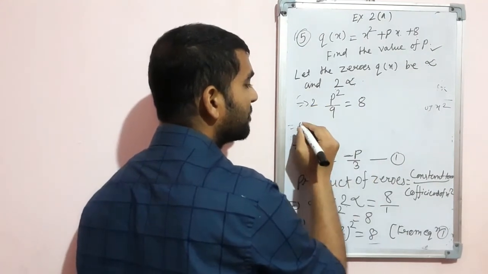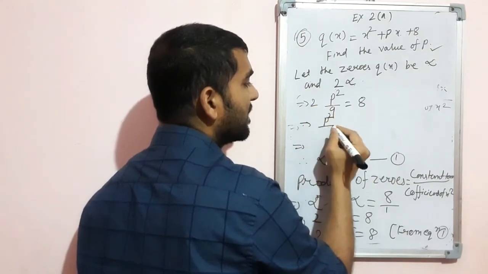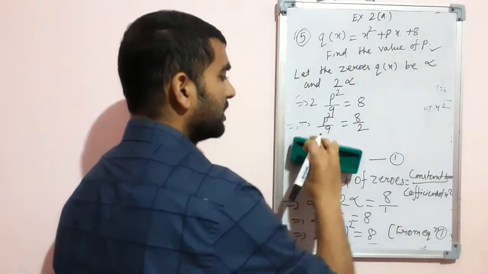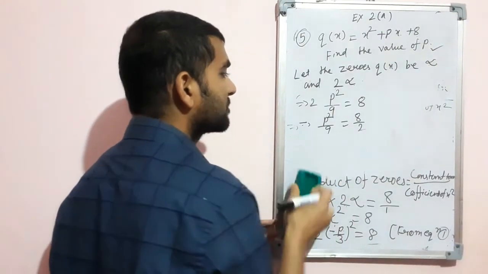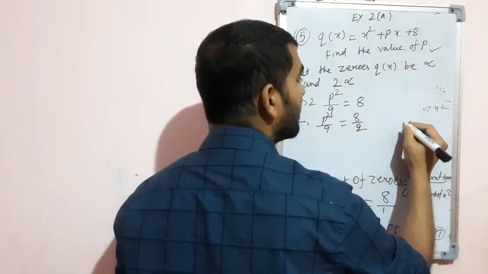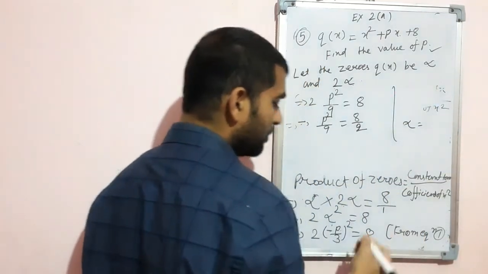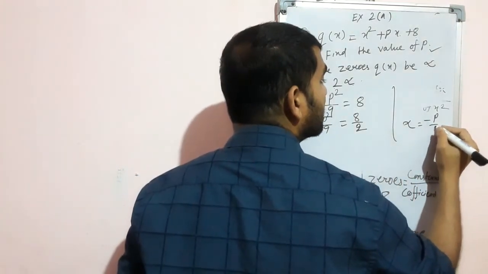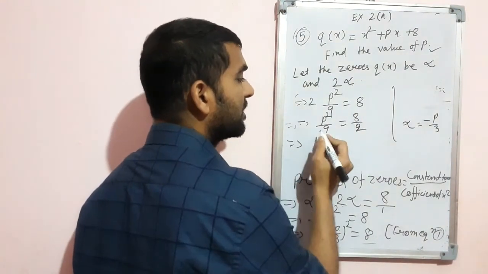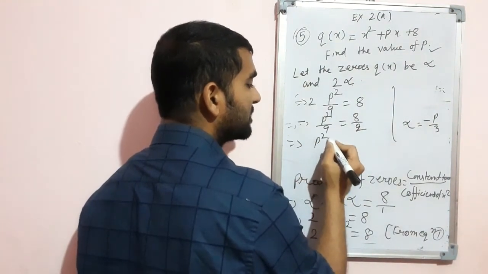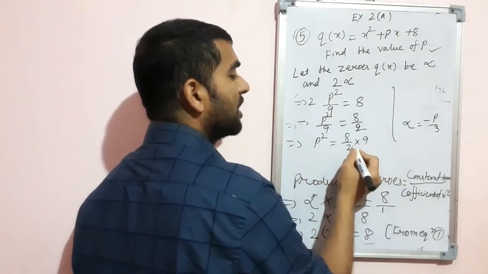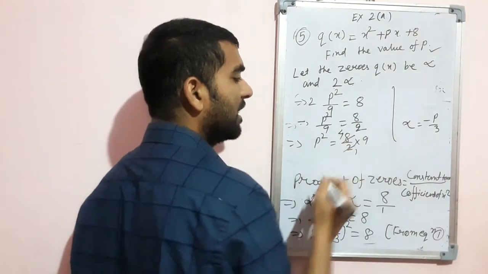See, 2 is here, multiplying. I will take it to the other side. So what will we get? p squared by 9, and 2 will go to that side and divide, right? 8 by 2. Next step, we will write the value of equation 1. In equation 1 we have alpha equal to minus p by 3. So this is equation 1, we may need it. Next, take minus 9 to that side, so p squared equals 8 by 2, and 9 will multiply, right? Now 2 1s are 2, 2 4s are 8.